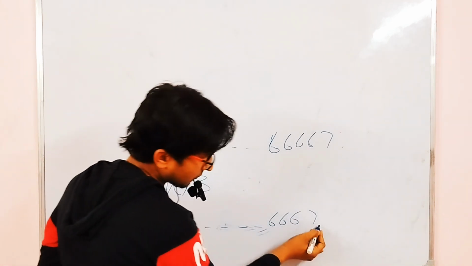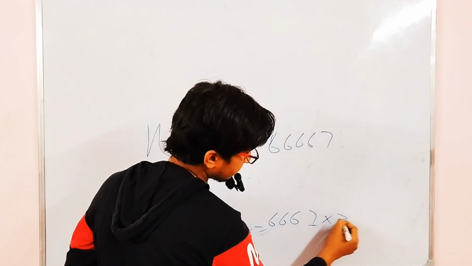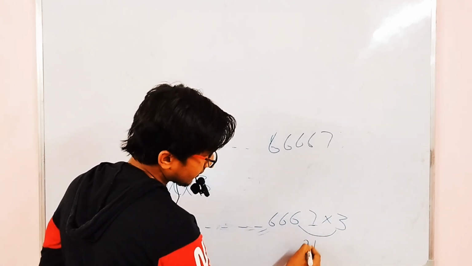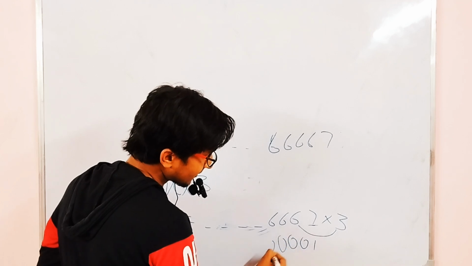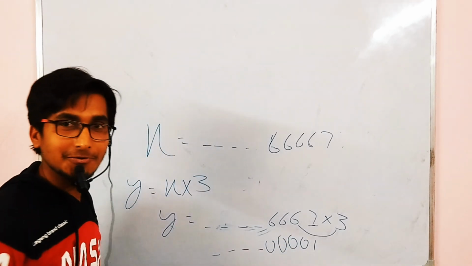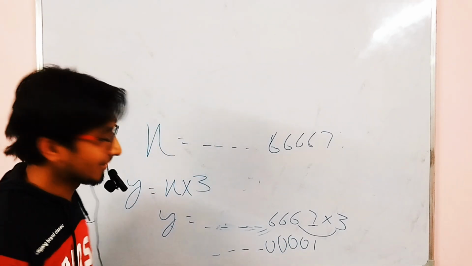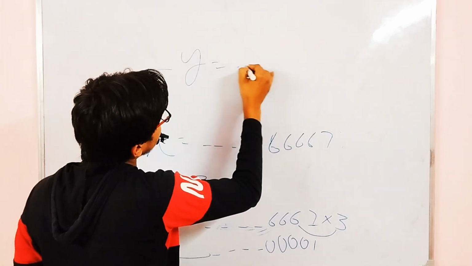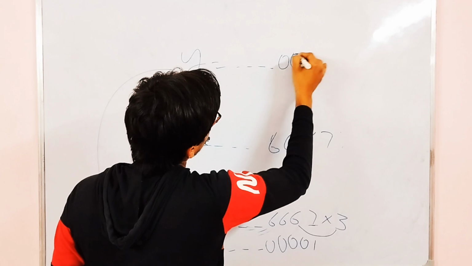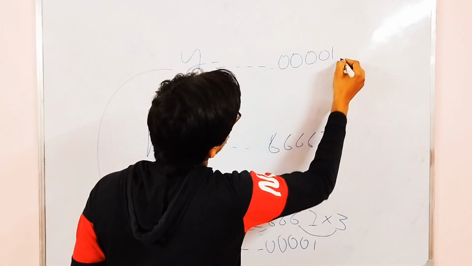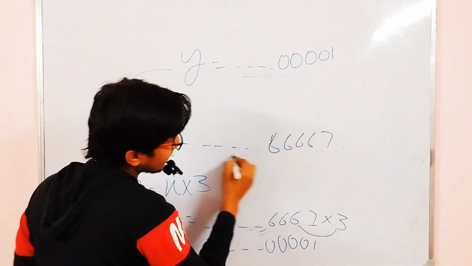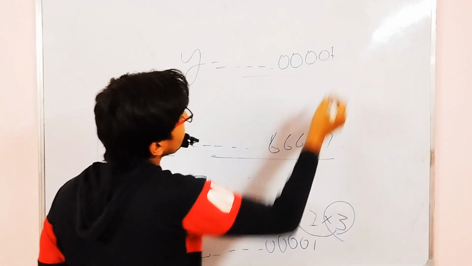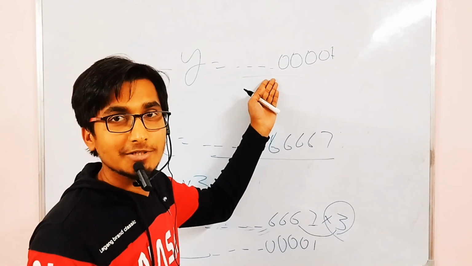666 and 7, the unit place is 7. I'm multiplying by 3, so 1. Now 6 times 3 is 18, 2 becomes 0, 0, 0, 0. You don't know. Are you getting me? So what is this y? This y is 0000 1. So this is giving 1. The product of this infinite number and 3 is giving 1. It is giving 1.